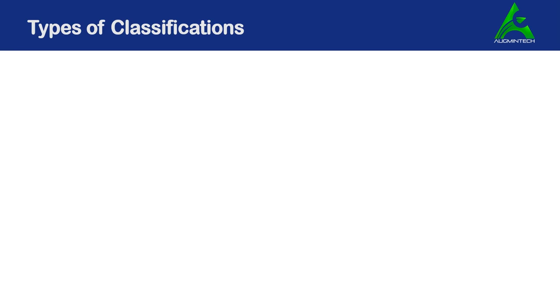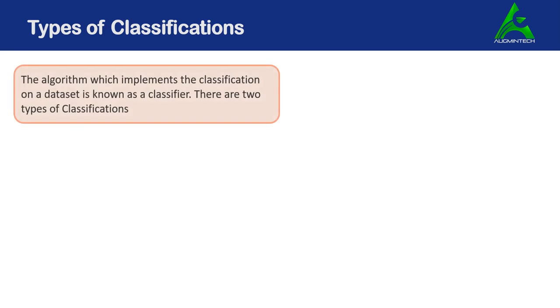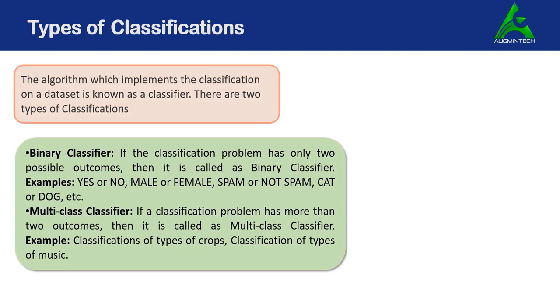Now let's have a look at the types of classification. The algorithm which implements the classification on a data set is known as a classifier, and there are two types of classifications. First, we have binary classifier. If the classification problem has only two possible outcomes, then it is called a binary classifier. For example, yes or no, male or female, cat or dog, spam or not spam.